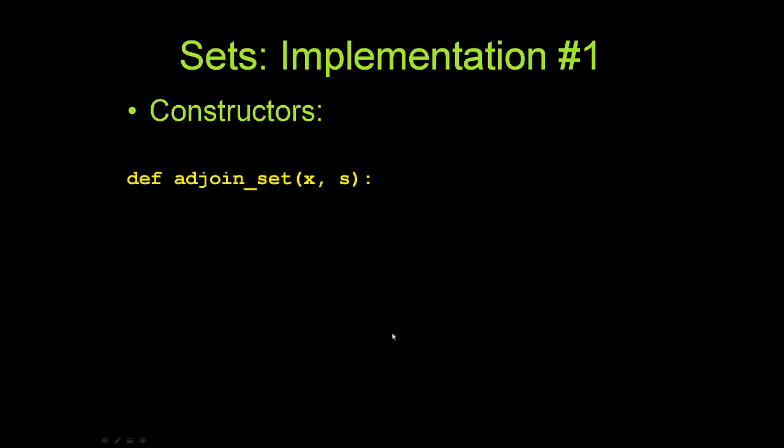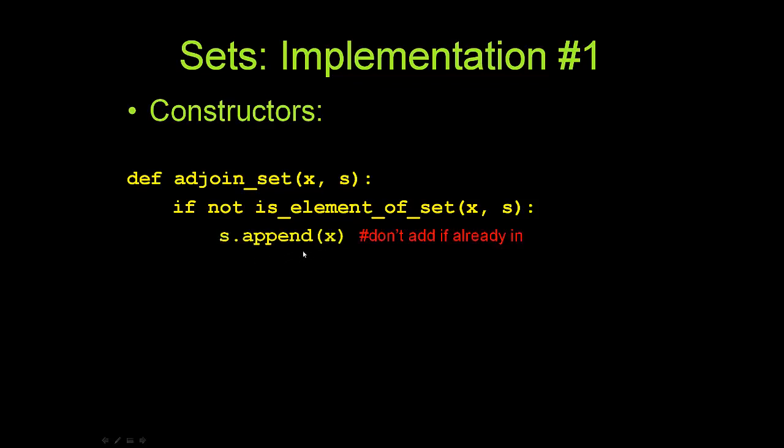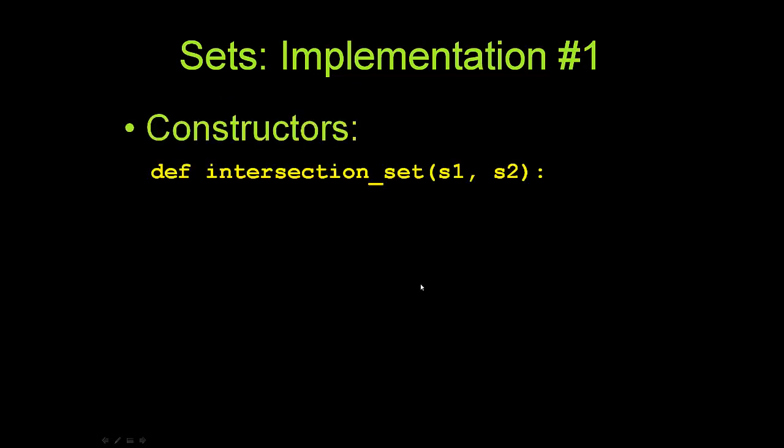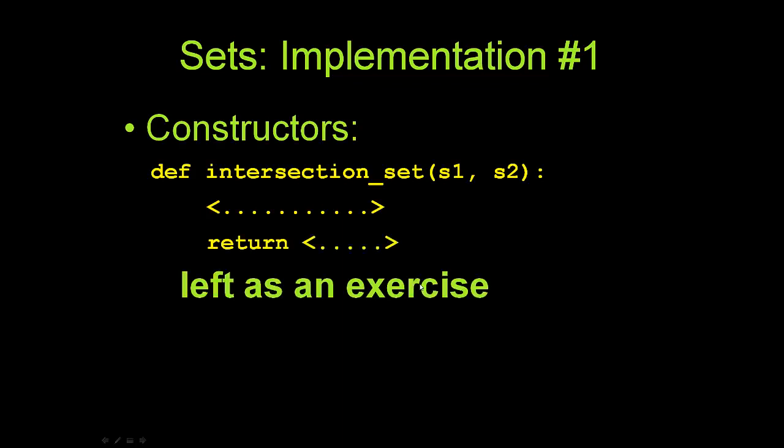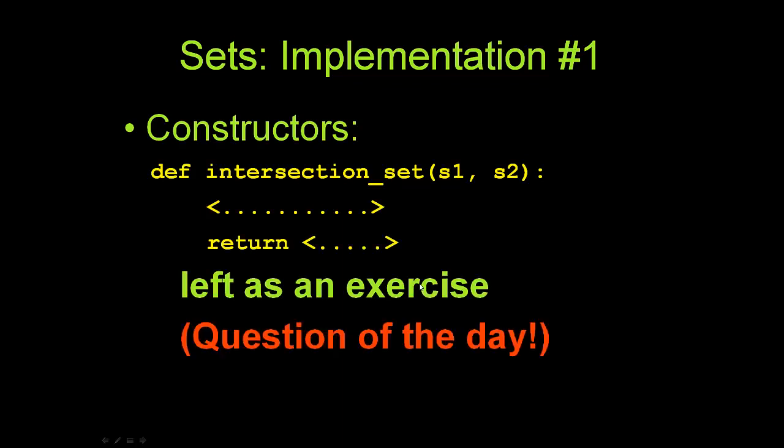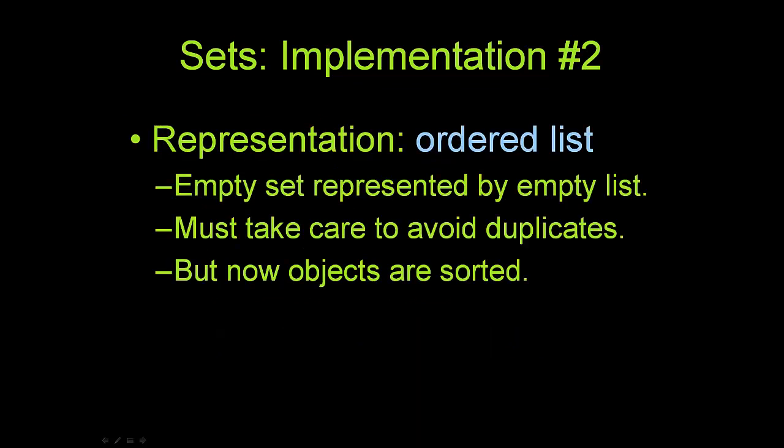Constructor: adjoining a set. You can add X to S. How does it work? Basically, if X is not an element of S, then you append X to S. Otherwise, you just return S. The time complexity of this is order n. Why? Because in the worst case, you check through every element of S to make sure that it is not inside. The next one, constructor intersection, I leave to you as an exercise. You can do this and post your answer in the forum, just for kicks.